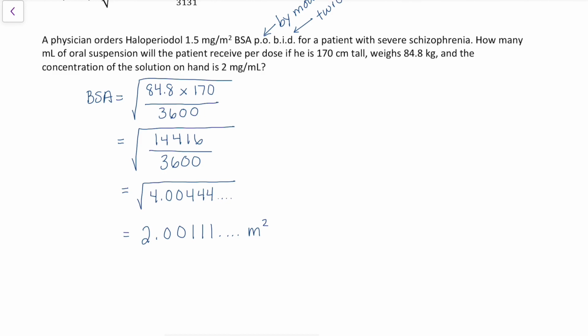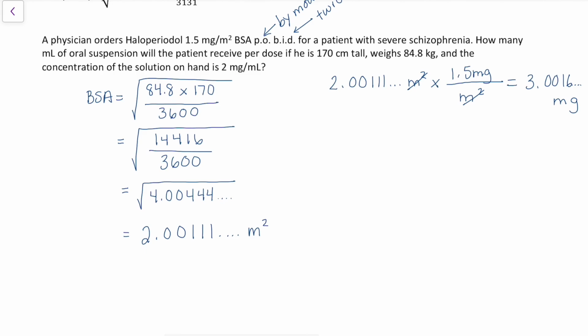So if I have a body surface area of 2.00111, and so on, meters squared, and I multiply that by 1.5 milligrams per meter squared, then my meters squared cancel and I'm left with milligrams. Essentially I'm going to multiply that body surface area by 1.5 and we get 3.0016, and so on, milligrams. So that's how many milligrams this patient will need each dose.